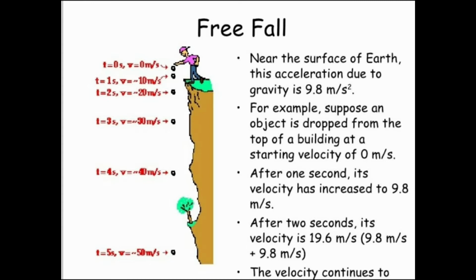Near the surface of Earth, this acceleration due to gravity is 9.8 meters per second squared. For example, suppose an object is dropped from the top of a building at a starting velocity of 0 meters per second. After 1 second, its velocity has increased to 9.8 meters per second. After 2 seconds, its velocity is 19.6 meters per second, meaning 9.8 meters per second plus 9.8 meters per second. After 3 seconds, velocity will be 30 meters per second, after 4 seconds, 40 meters per second, and after 5 seconds, 50 meters per second.